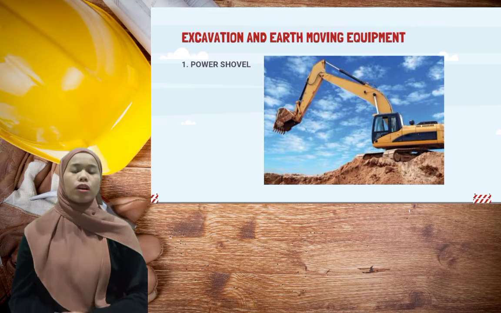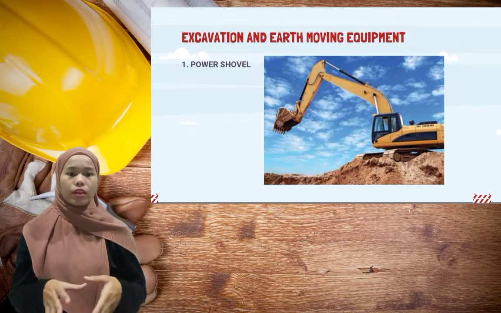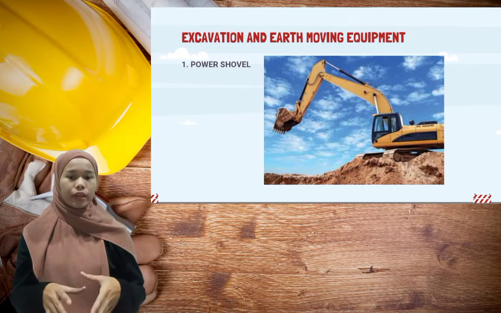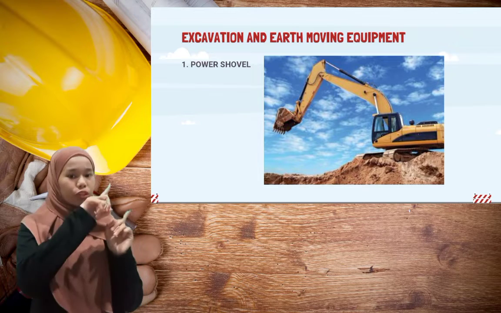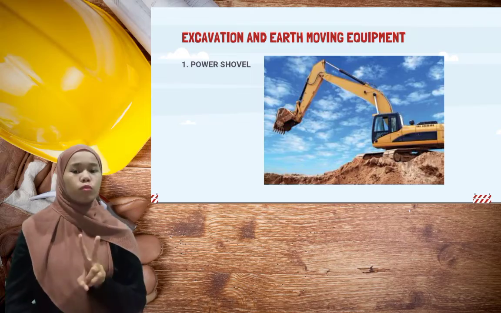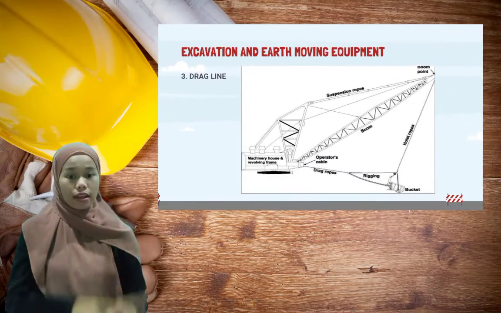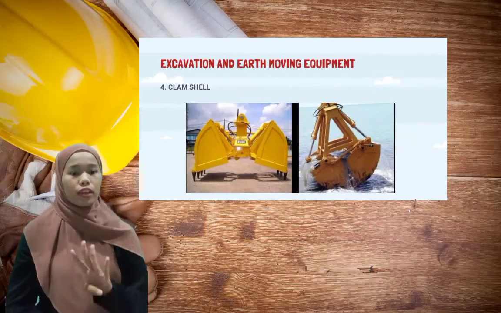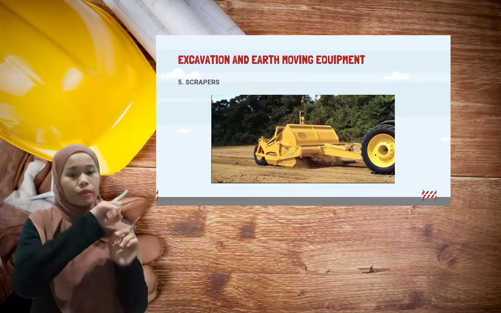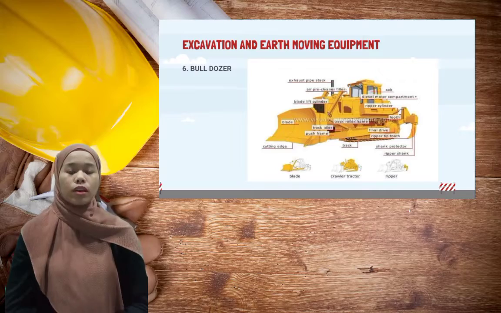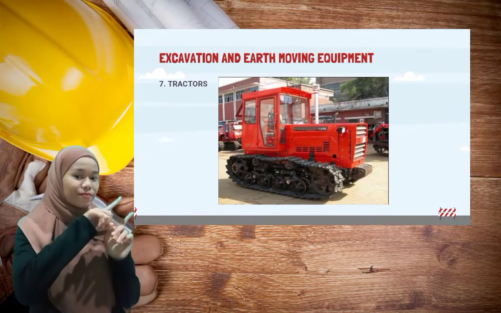Okay, for construction machinery, firstly I want to explain about excavating and earth moving equipment. That has 7 equipment. Number 1 is power shovel, number 2 is backhoe, number 3 is dragline, number 4 is clamshell, number 5 is scraper, number 6 is bulldozer, and last is tractor.